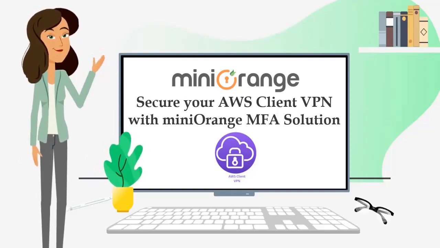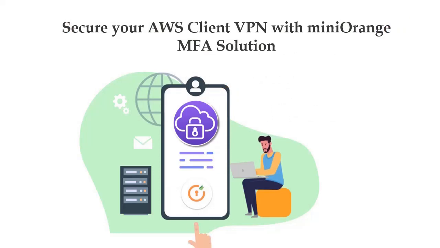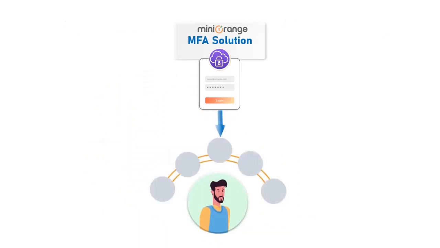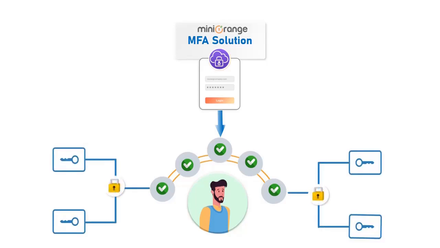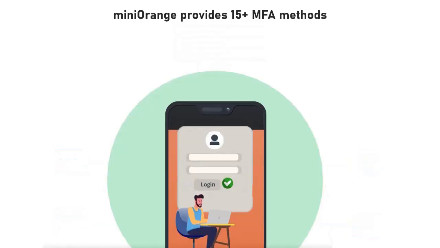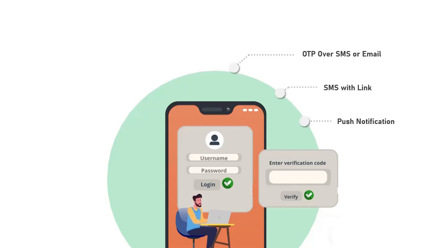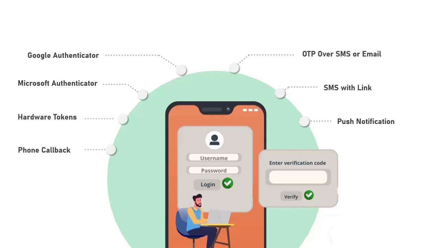In this video, I am going to show you how you can secure your AWS Client VPN using the miniOrange MFA solution. miniOrange multi-factor authentication solution ensures additional layers of identity assurance to the protected resources instead of relying on only the AWS Client VPN username password. miniOrange provides 15+ MFA methods like OTP over SMS or email, SMS with link, push notifications, Google Authenticator, Microsoft Authenticator, hardware tokens, phone callback, miniOrange soft token, and many more.